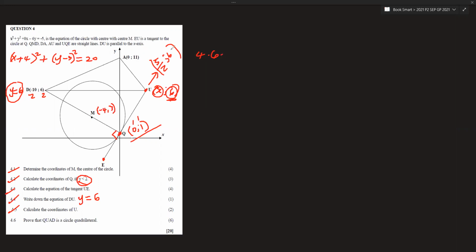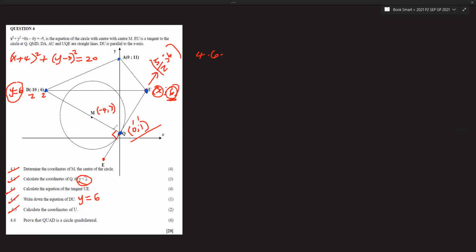Okay, let me get a different color to solve this question. So we'll use the blue color. We need to show that Q, U, A, D is a cyclic quadrilateral.